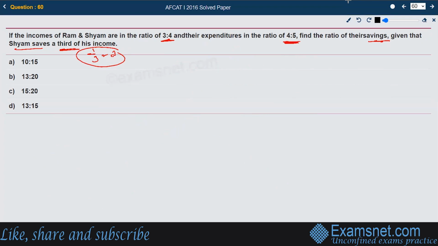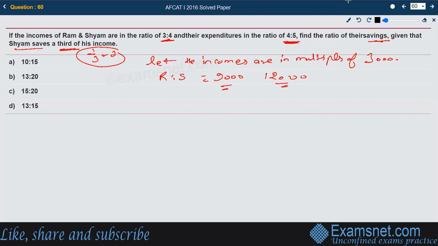We can simply assume some numbers rather than doing it with x, and using those numbers only we can solve the equation. Let the incomes be in multiples of 3000. We can take anything. The ratio of the income was 3:4, so the income of Ram and Sham becomes 3000 into 3, that is 9000, and 3000 into 4, that is 12,000.